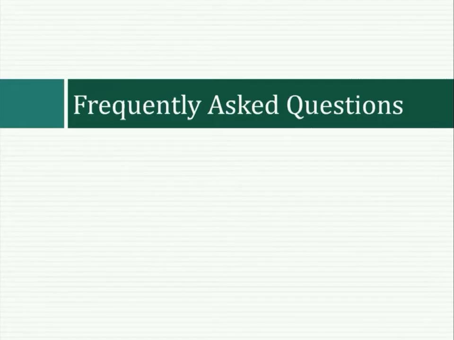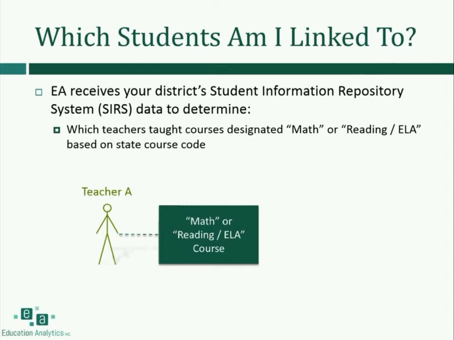So that was the broad overview of how our project works, how we use data to come up with these value added and then 0 to 20 scores. I'm going to go over a few frequently asked questions that we get. One is about which students am I linked to?